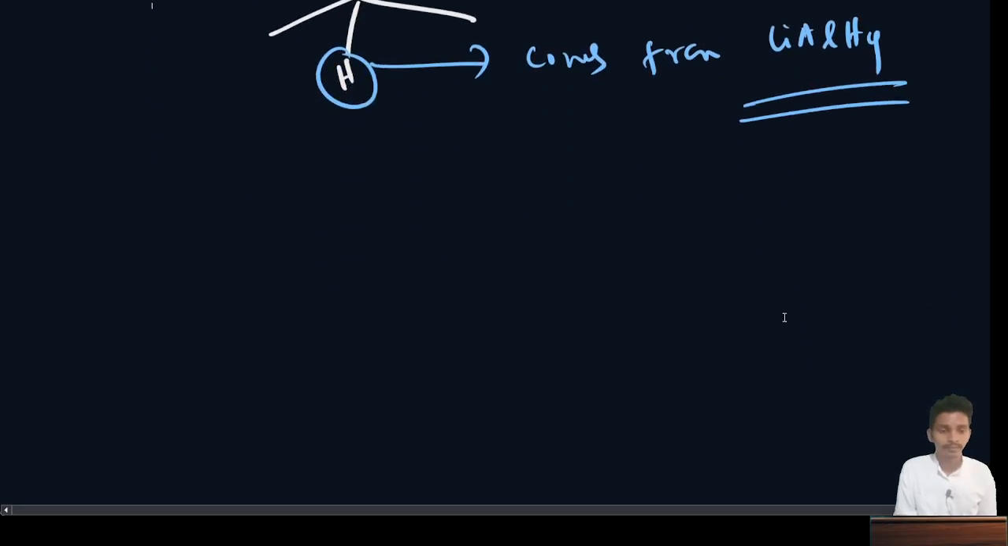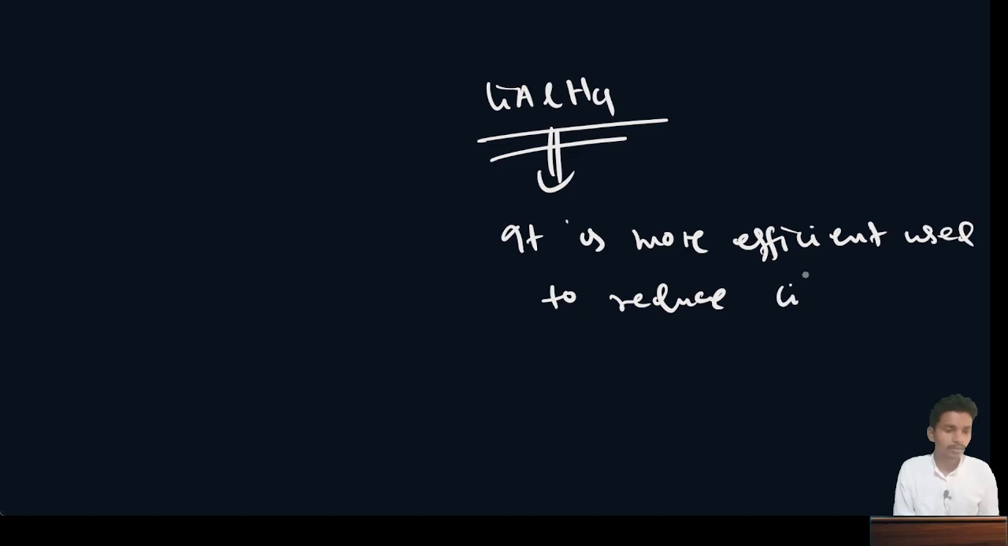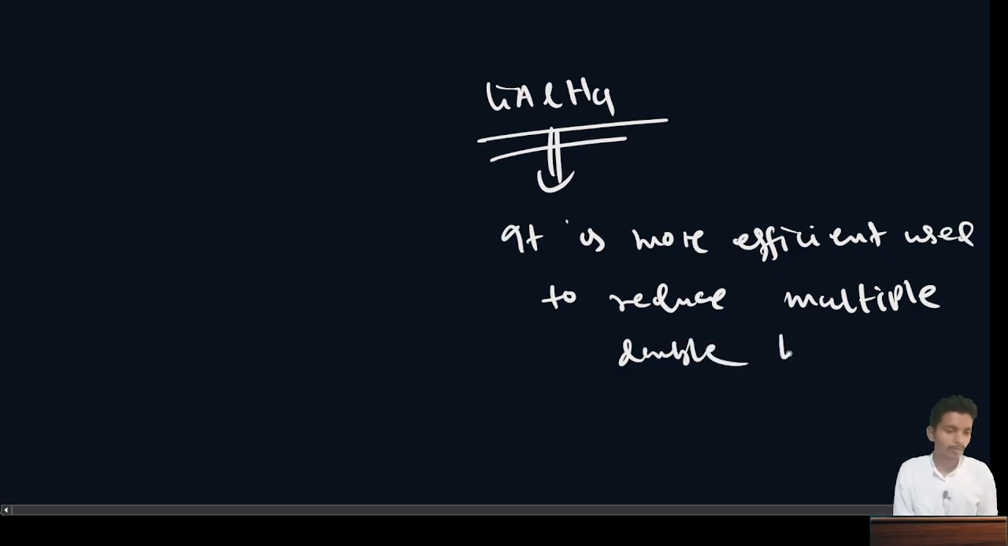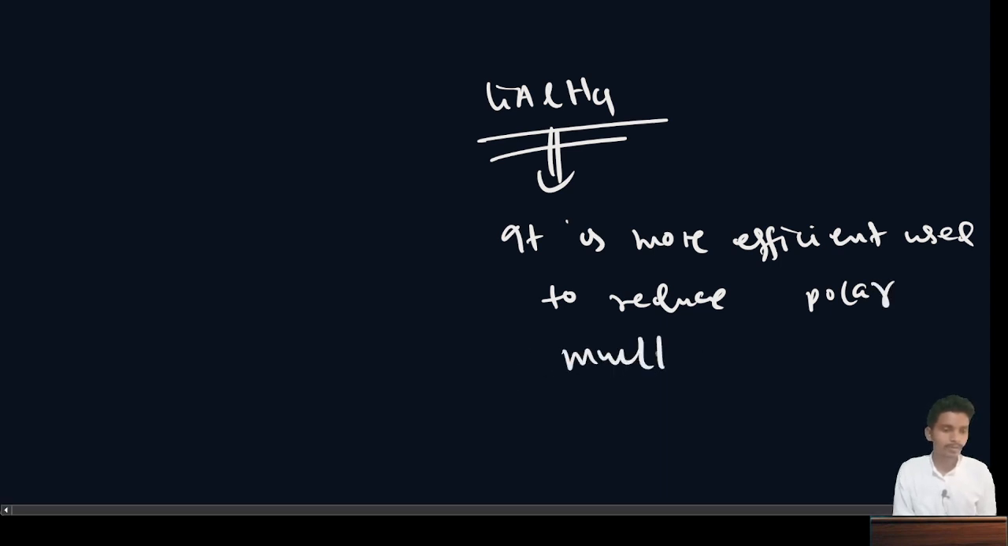Okay, now we will look at where these reactions are used. Whatever I say about this lithium aluminum hydride, it is more efficiently used to reduce multiple bonds, sorry, not multiple bonds, polar multiple bonds. It means like these C=O groups.